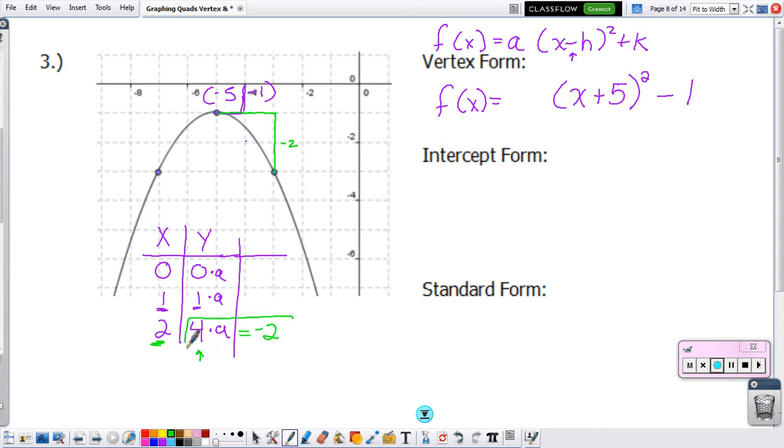So here's my equation I need to solve. 4 times a gave me a negative 2. So if I divide by 4, a is negative 2/4, or I'm going to reduce that to be negative 1/2. Fill in your a into your equation. Double check, make sure you have your squared up there in the sky, because that is what makes it a quadratic.